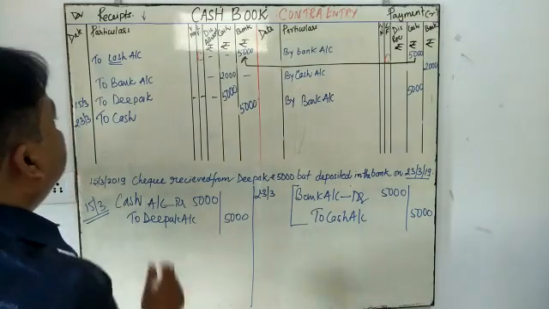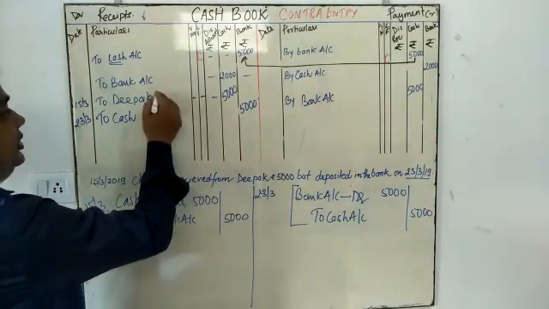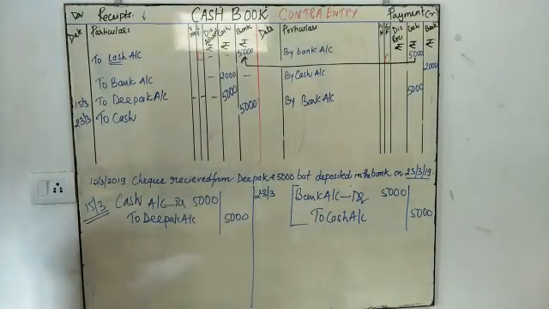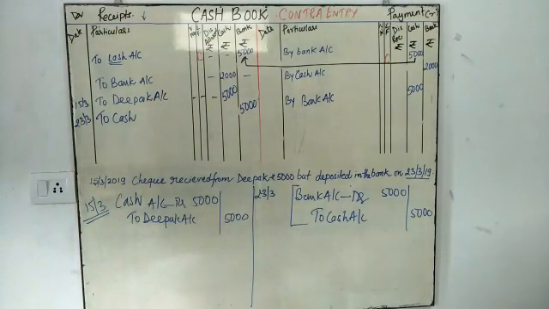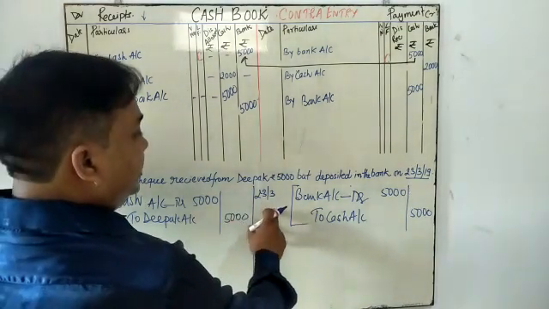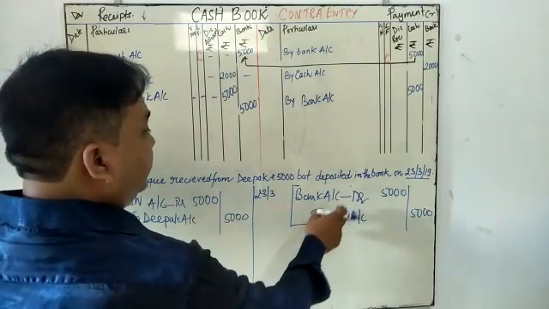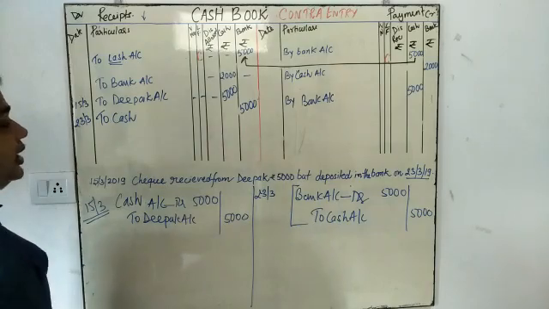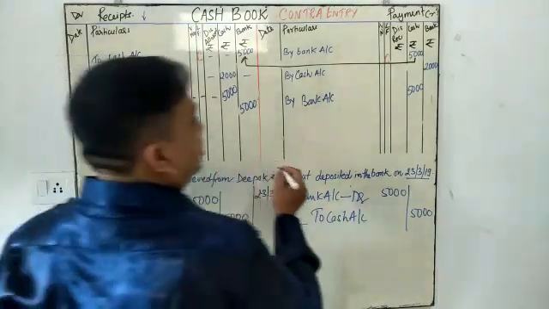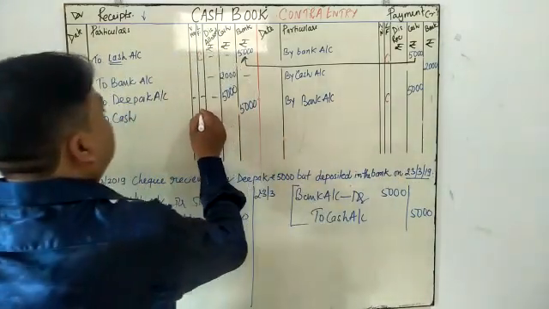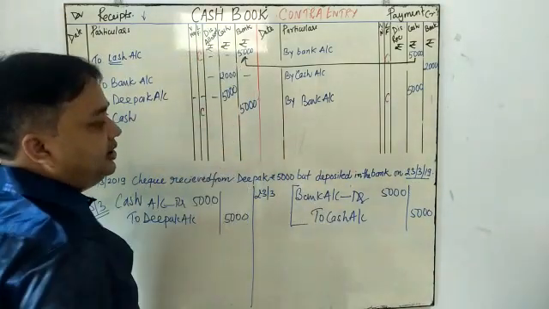What we observe is that Deepak account is debited on the debit side, that is the receipt side, and you will record that 5,000 on the cash side. When the check is deposited, you will pass this entry: bank account debited to cash account. So what you observe is that ultimately it is a contra entry. You put C here. This is the contra entry.